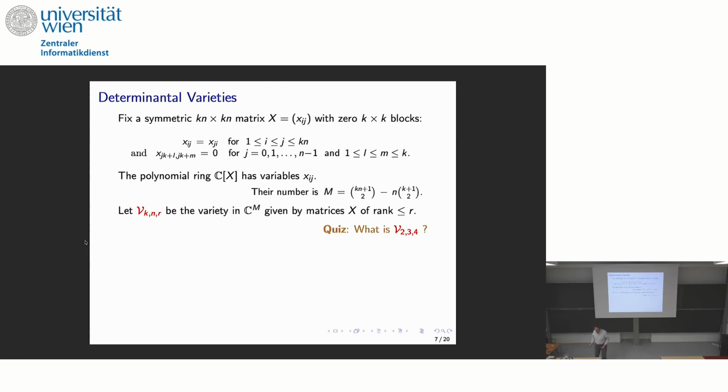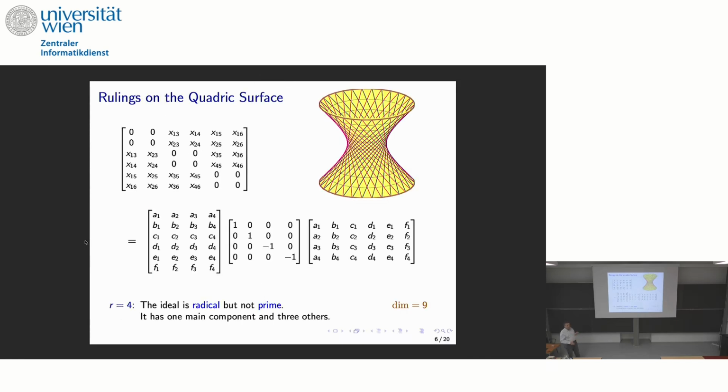So we could, for example, ask, what is V_{2,3,4}? Okay? So 2 times 3 is 6. So we're asking for 6 by 6 matrices of rank 4. And the answer is it's this variety, the one whose dimension Elia will make manifest.